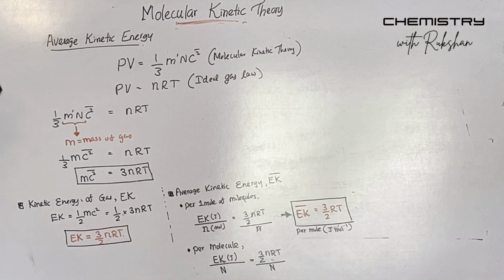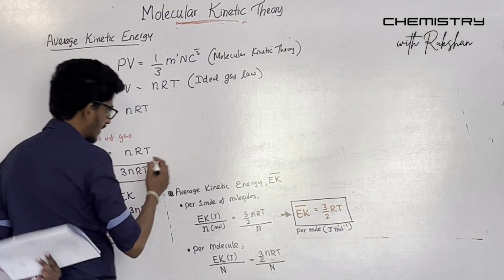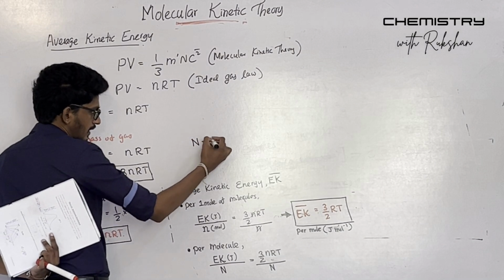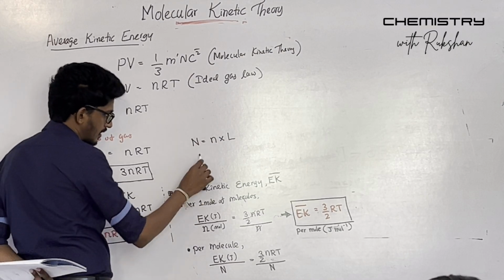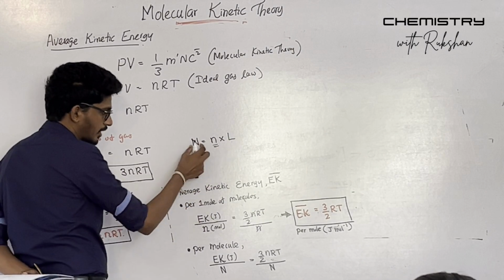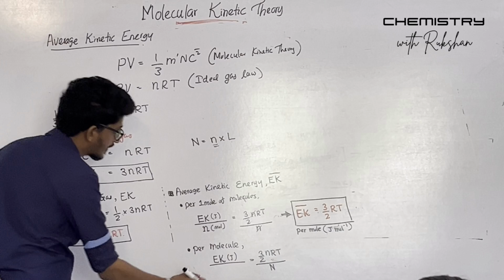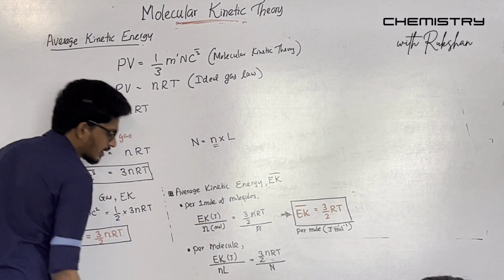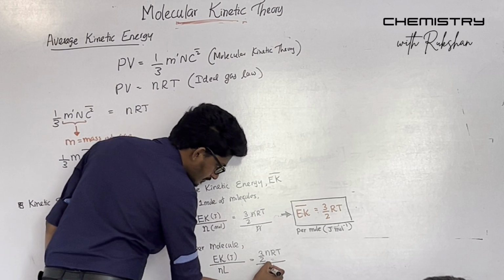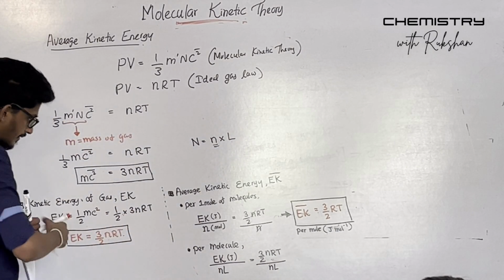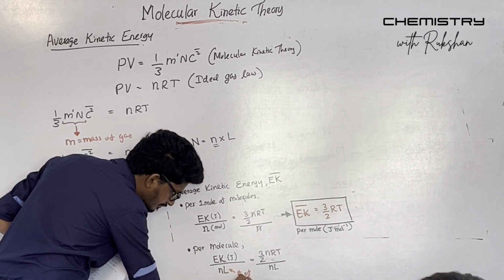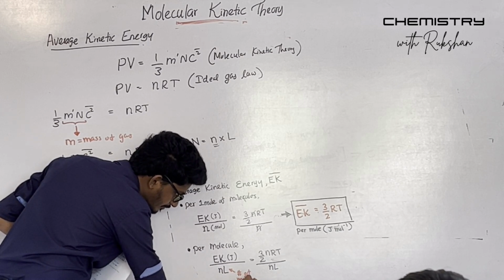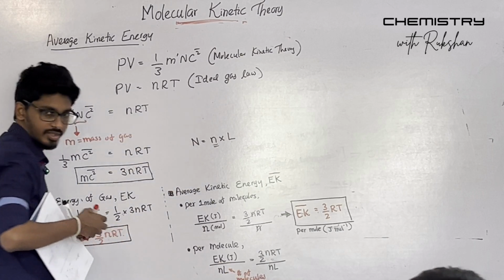So let's take the number like this. It is better to take the number of molecules like this. Actually we know that N, the number of molecules, is equal to the number of moles into the Avogadro's constant. Moles into Avogadro's constant will give you the number of molecules, right? So let's take the same thing as here, N, this number of molecules, right?